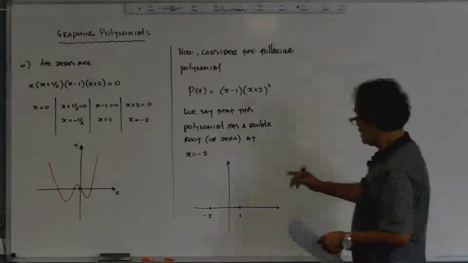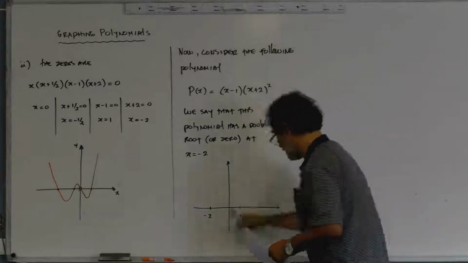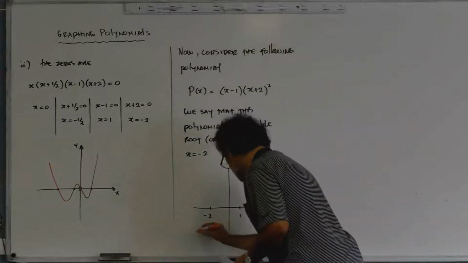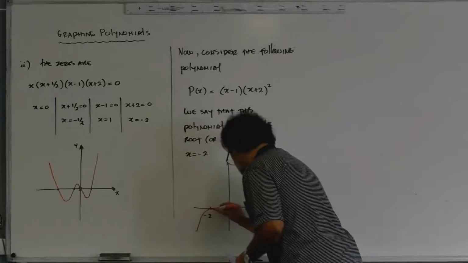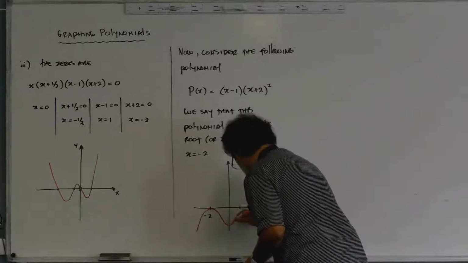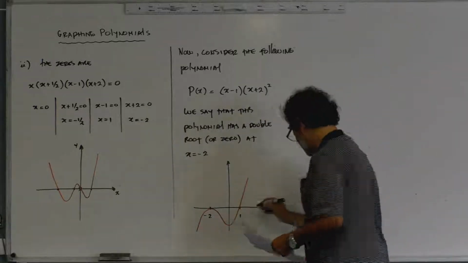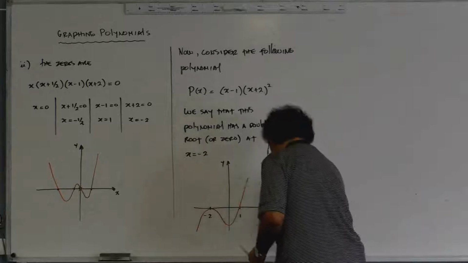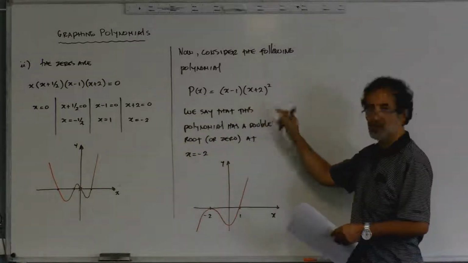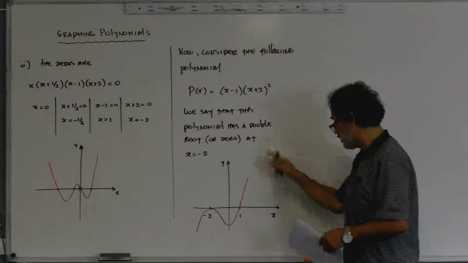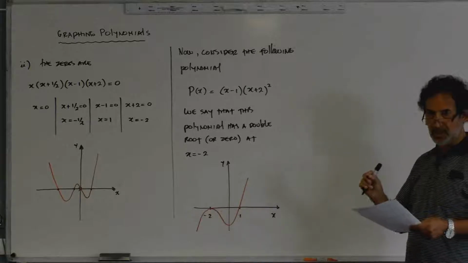Okay, but having a double root means that this polynomial is going to touch the x-axis at -2, and then it's going to cut the x-axis at +1. Okay, so we're going to have a situation like this. So when you have a double root at a particular point, it means that the curve is not cutting the x-axis, but is touching it at that particular point.